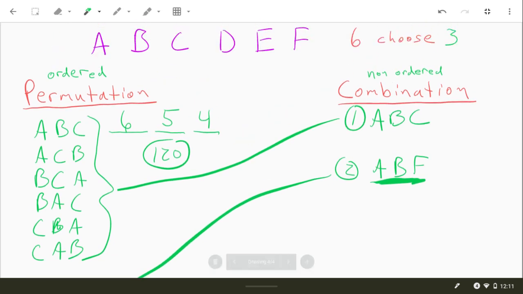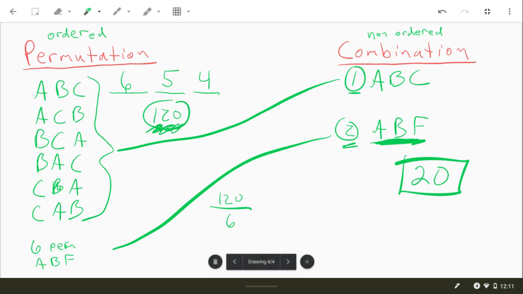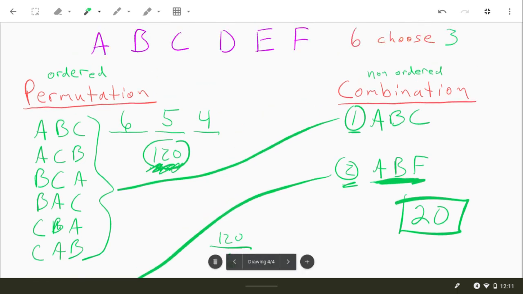So if I know that there are 120 specific orderings, total specific orderings, and I want to know how many combinations there are, well, since each one of these is covering 6 of these on the left, I can just divide that out. So if I do 120 divided by 6, that's going to give me 20. There are only 20 combinations for choosing 3 objects from 6 objects.